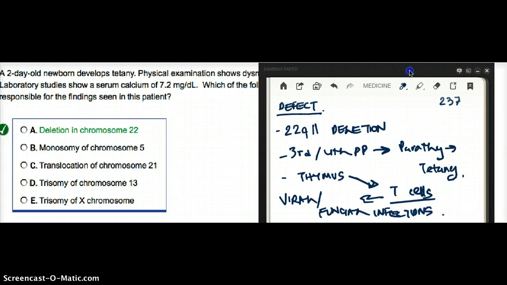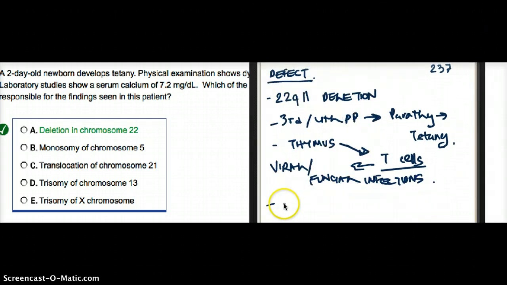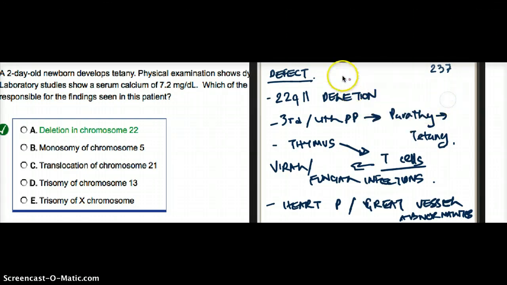Okay. And last of all, I would like to add that they're also going to have congenital heart problems, and also great vessel abnormalities. Okay. Great vessel abnormalities. And last of all, I'd like to conclude that since they have no thymus, they're going to have no T cells, or decreased T cells. Since they have no parathyroid, there's going to be decreased parathyroid hormone and decreased calcium.